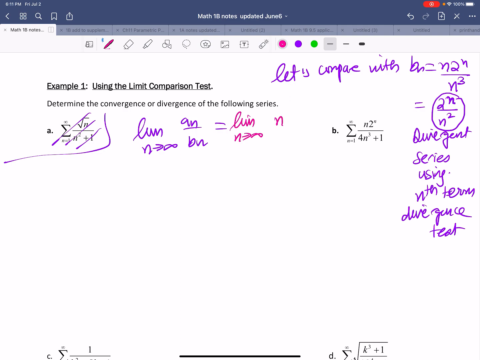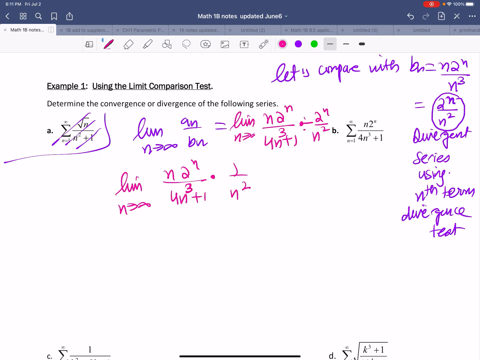An is n 2 to the power n over 4n to the third plus 1, divided by 2 to the power n over n squared. So it turns out to be the limit as n goes to infinity of n 2 to the power n over 4n to the third plus 1 times 1 over n squared. The n squared goes in the numerator, and 2 to the power n goes in the denominator.